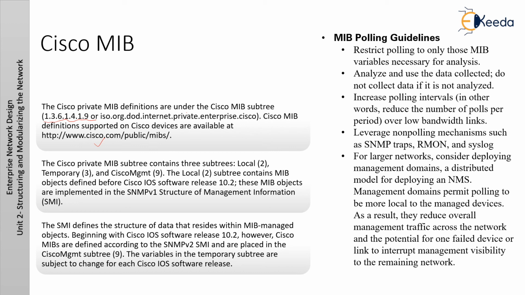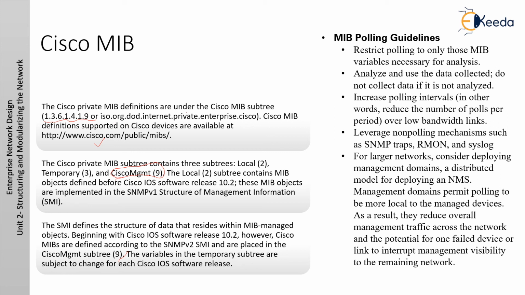Beginning with Cisco IOS software release 10.2, however, Cisco MIBs are defined according to SNMP version 2 SMI and are placed in the Cisco management subtree 9. The variables in the temporary subtree are subject to change for each Cisco IOS software release. So here it is written Cisco management 9. Okay.